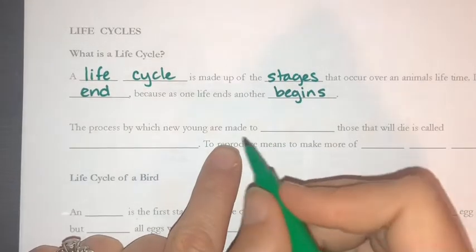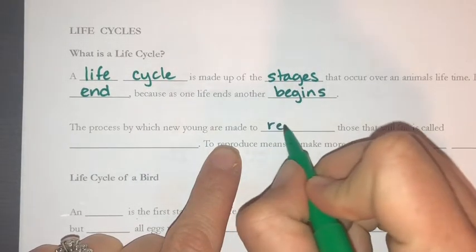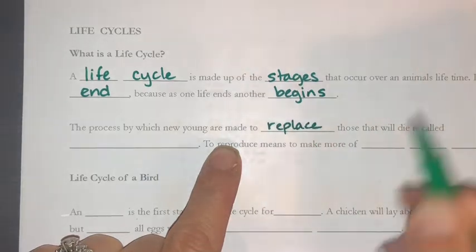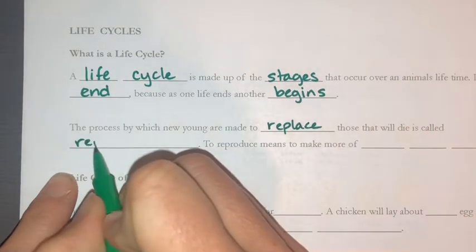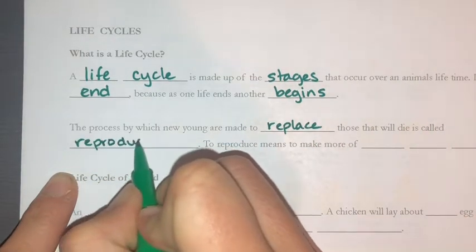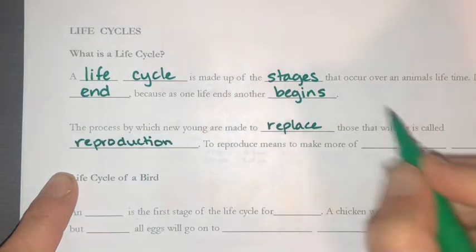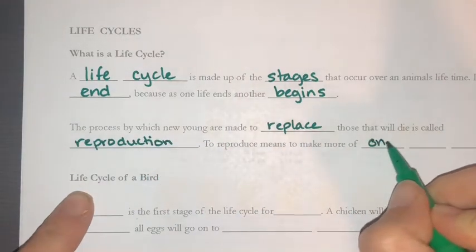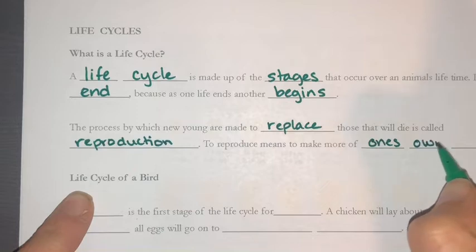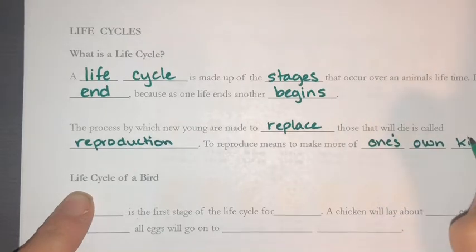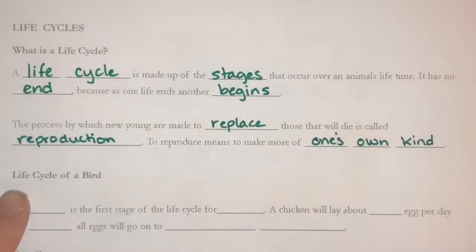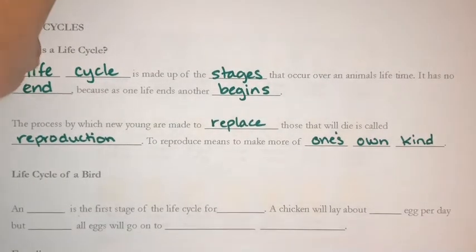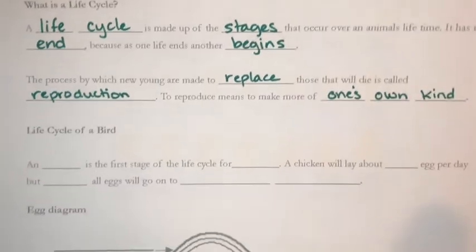The process by which new young are made to replace those that will die is called reproduction. And to reproduce means to make more of one's own kind. So basically, organisms reproduce to make more organisms just like themselves.